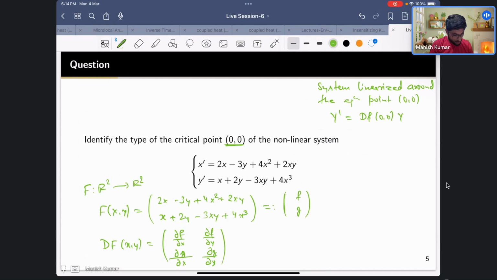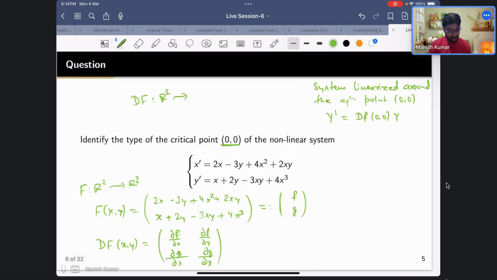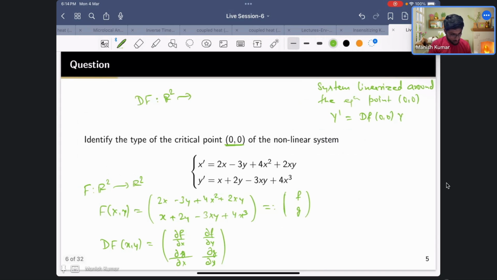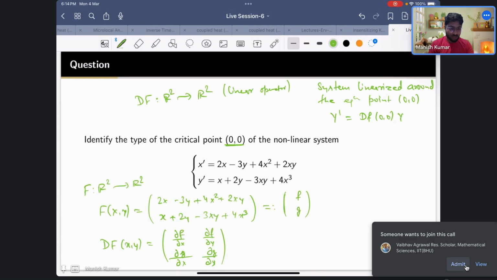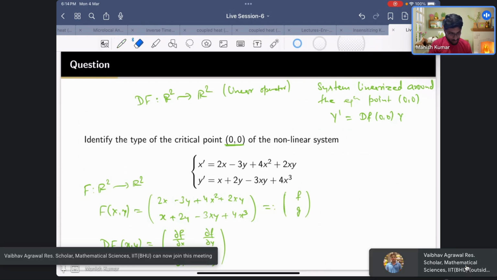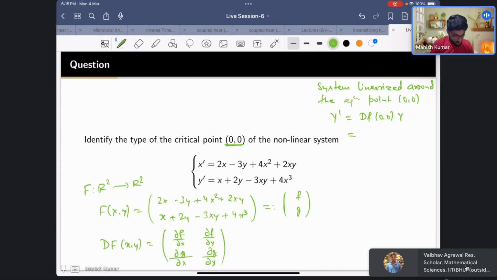So here, I think I wrote something wrong. So df is a map from R2 to this R2, and it is represented as a matrix. So this is a linear operator, so you can represent it as a matrix. Okay, so I'm not going into this detail. So over here we know that df 0 0 is this one.